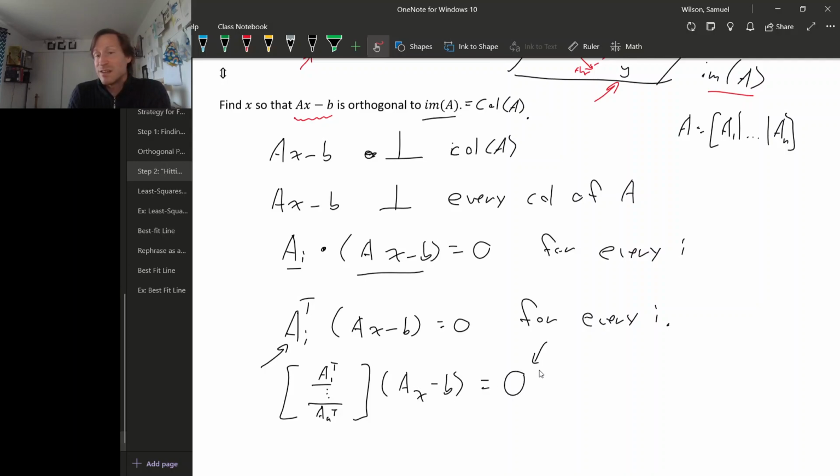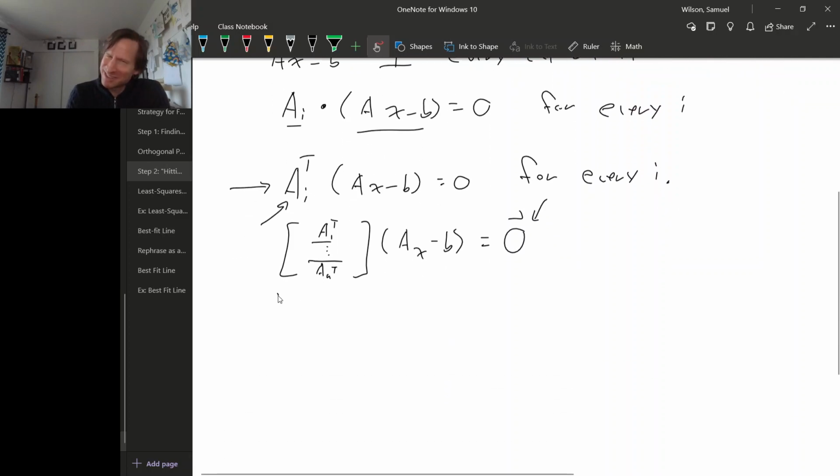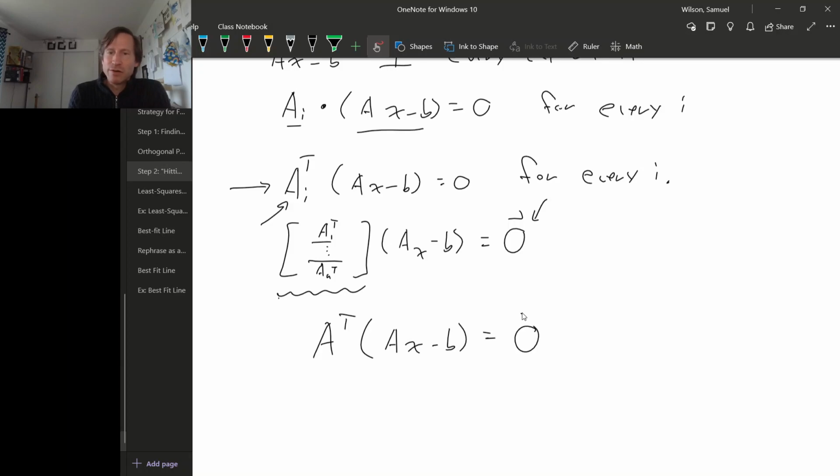Now this 0 isn't a scalar 0 anymore. Now it's a vector 0. Okay, so we've encapsulated all these n different equations in a single matrix equation. But look at this matrix equation. This matrix right here, that's just A transpose. So we want A transpose times (Ax minus b) to be equal to 0, right? So we need to solve this equation.